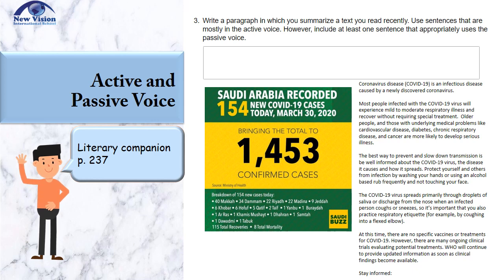Three, write a paragraph in which you summarize a text you recently read. Use sentences that are mostly in active voice, however, include at least one sentence that appropriately uses the passive voice. Here are some references about Saudi Arabia recording the number of COVID-19 cases. This is dated March 30, 2020. The article beside it is what WHO had released about coronavirus disease. Please take time to read and make your answer on number 3.